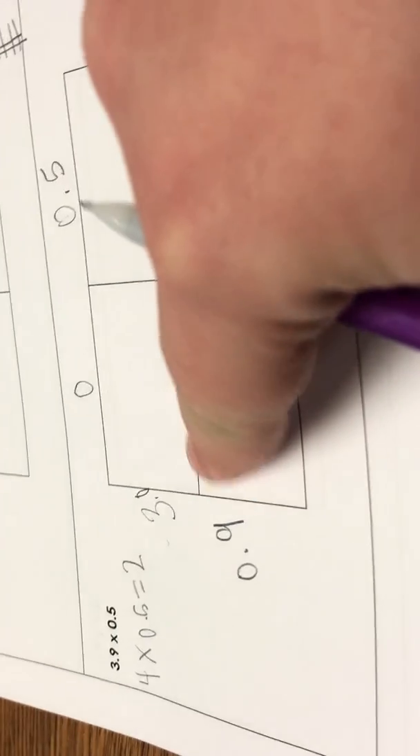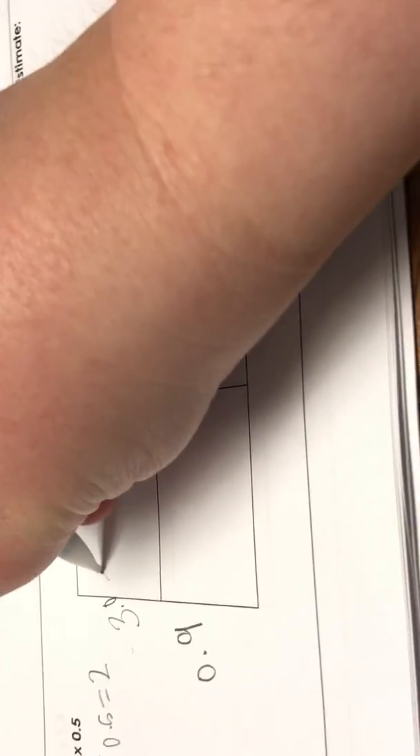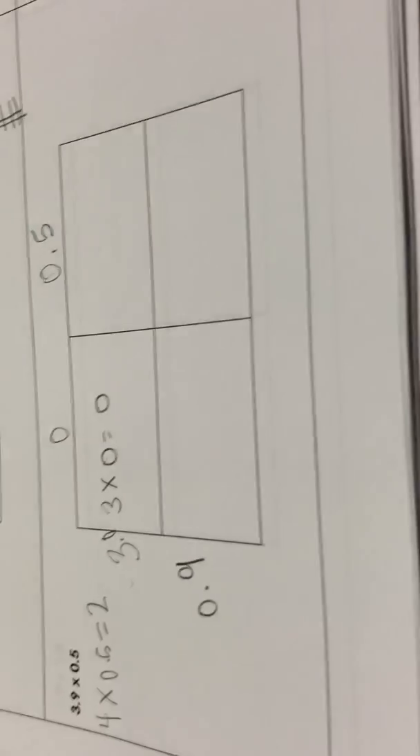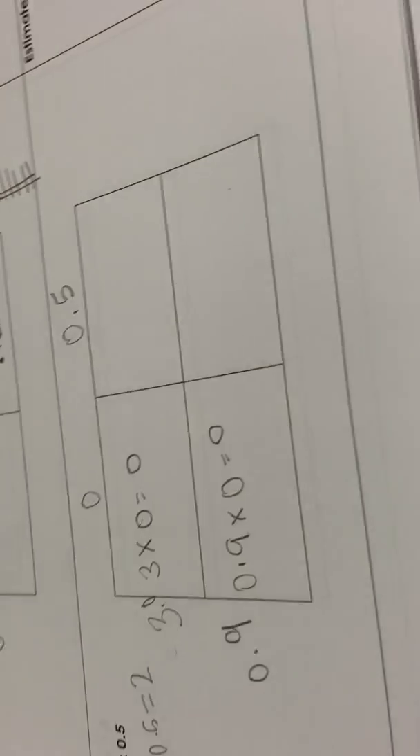Okay. Let's start with our first box. 3 times 0. Well, we know anything times 0 is still 0. 9/10 times 0. Doesn't matter if it's a decimal, doesn't matter if it's a whole number, it's still 0.